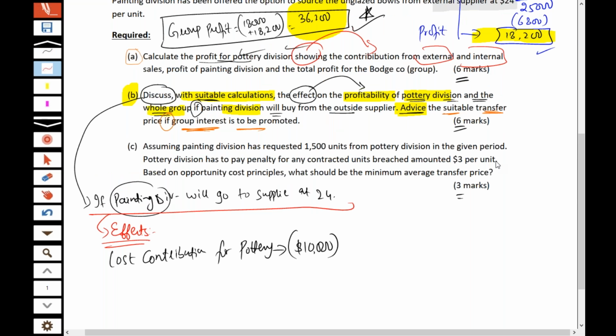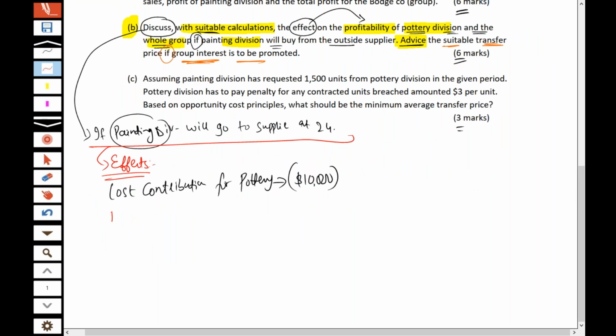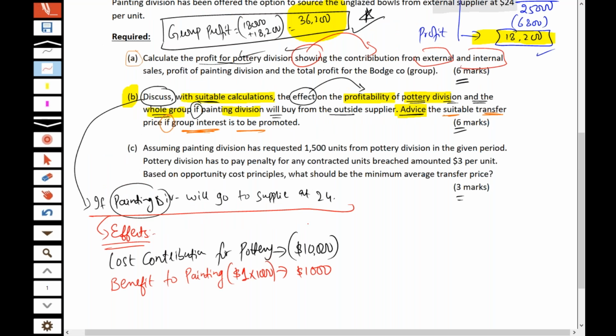Now, next, will there be an additional benefit to the painting division? Say yes or no. Yes. How much per unit? $1 per unit. It is so simple. The benefit to painting is $1 per unit, $1 multiplied by 1,000 units, that is 1,000.